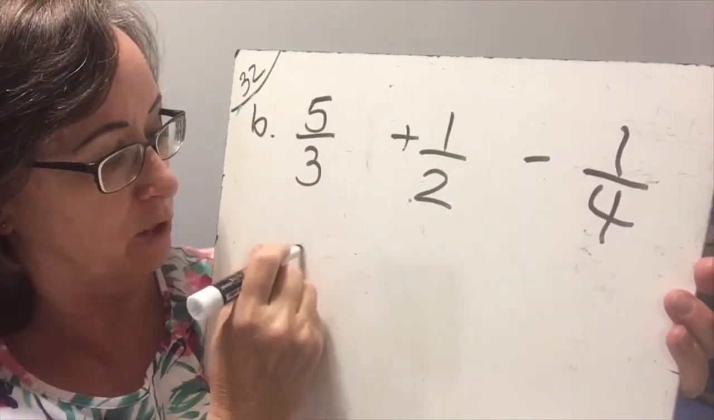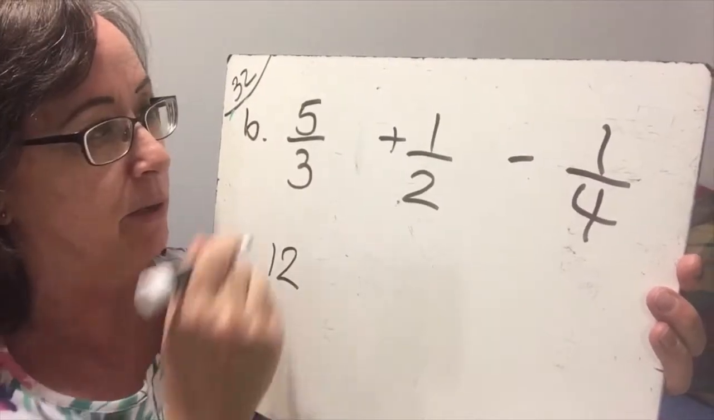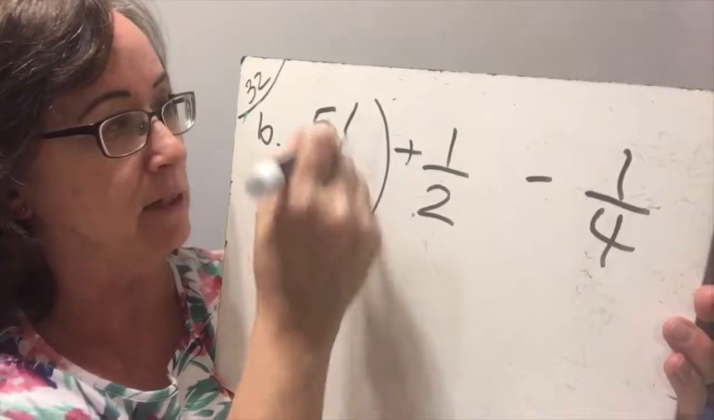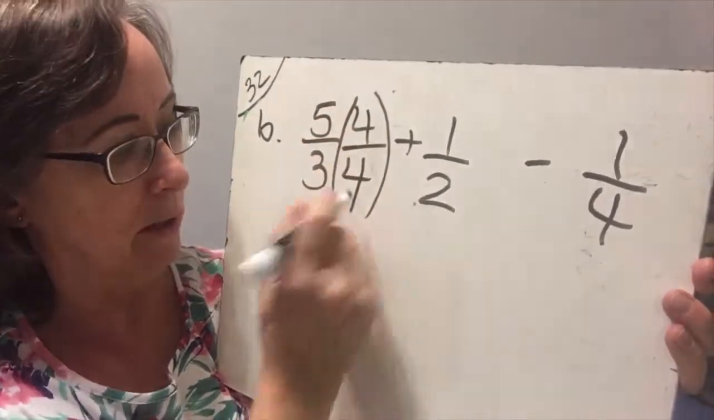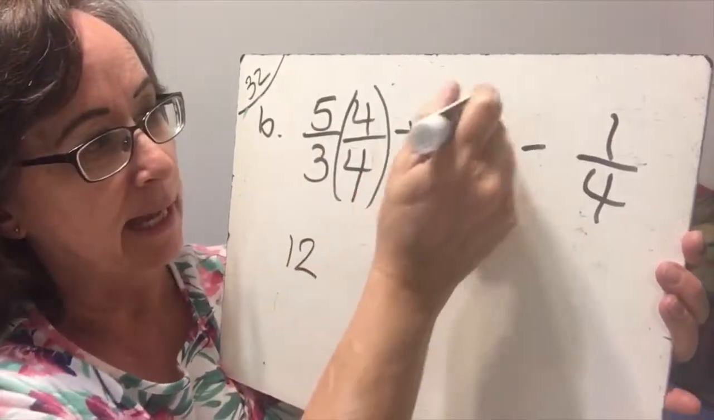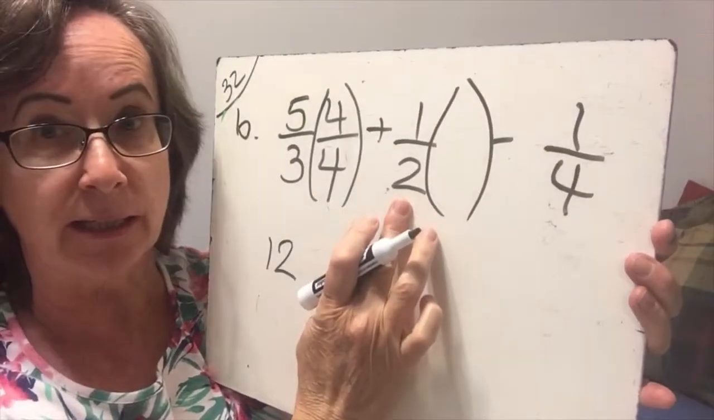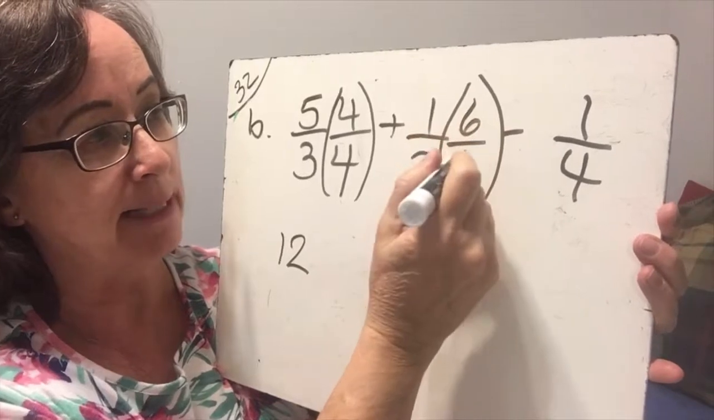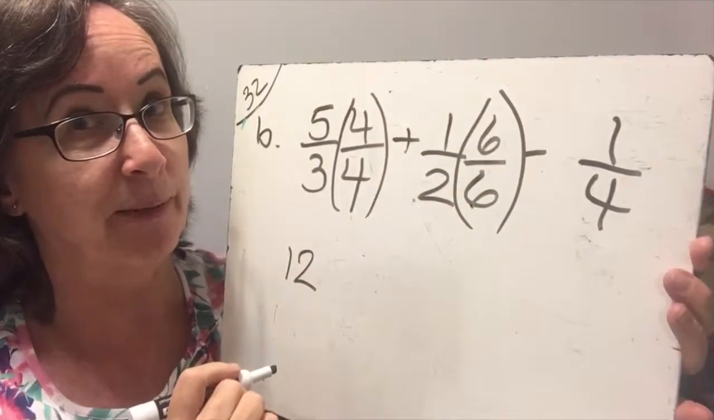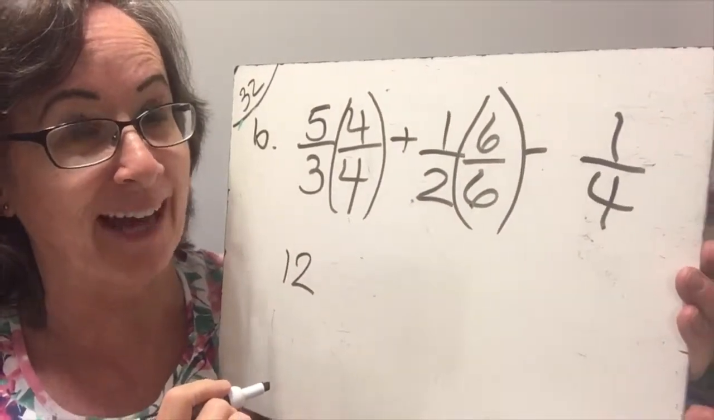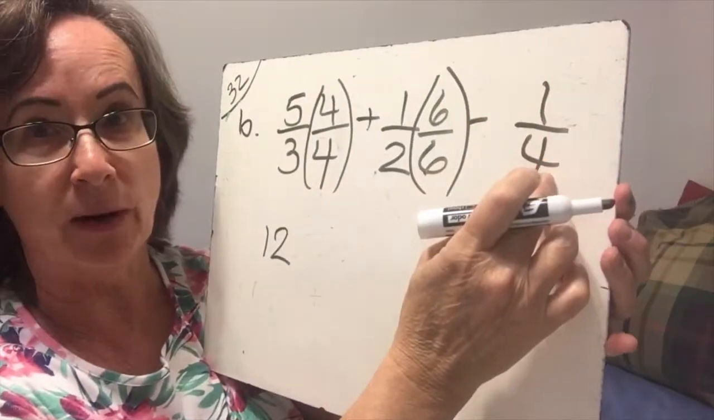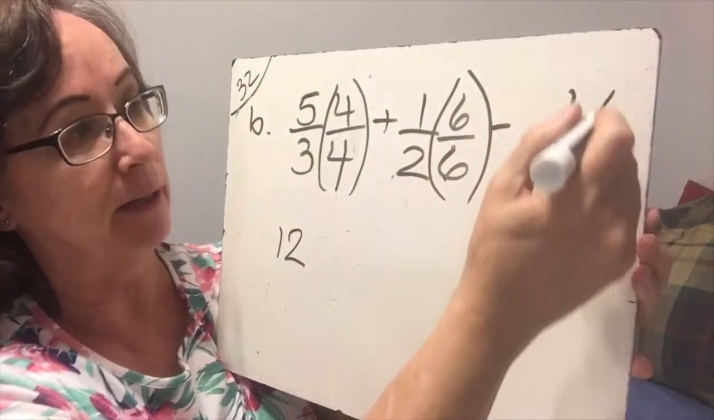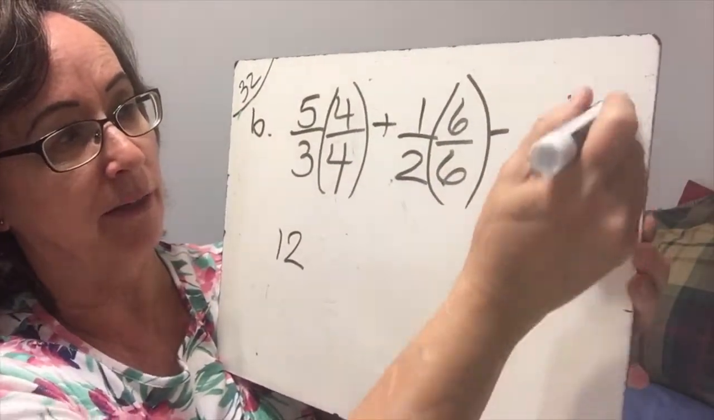So we're going to put a 12 down here. That's what we're trying to go to. And we're going to multiply the 3 by 4, right? So 4 over 4 will give me the 12 that I want. And then over here, I've got a 2 in the denominator. I'm trying to get to a 12. So I'm going to multiply by 6 over 6. This makes it much easier if you know your multiplication facts. And then 1/4 needs to go to a 12 on the bottom. So I will multiply that one by a 3 over a 3.